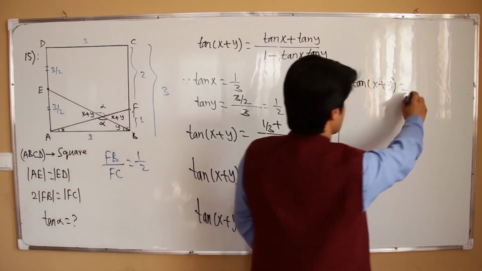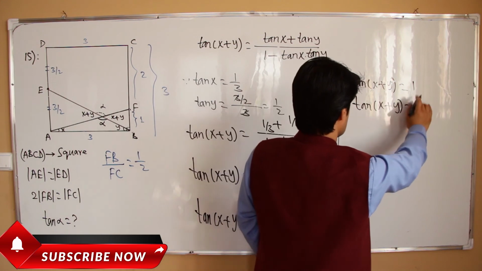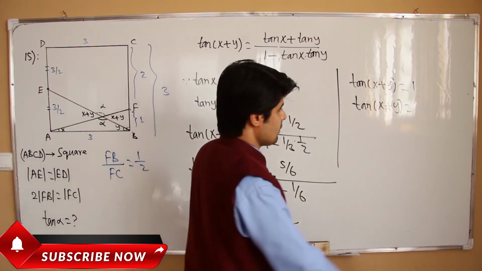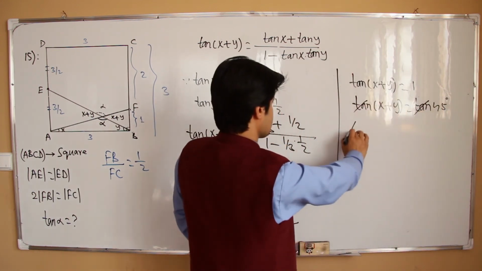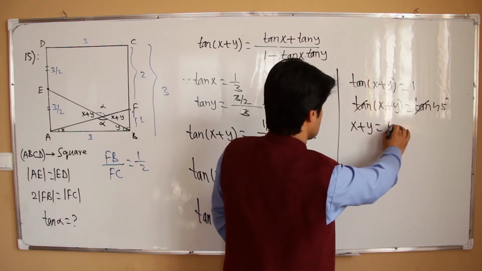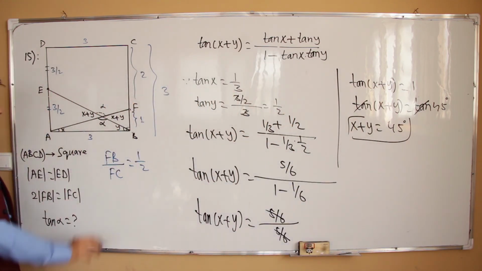So now it's easy. This side we have 1. Now tangent of x plus y is 1. Tangent of which degree is 1? I think 45. Tangent of 45 degree. x plus y is 45. If x plus y is 45, what is this angle?